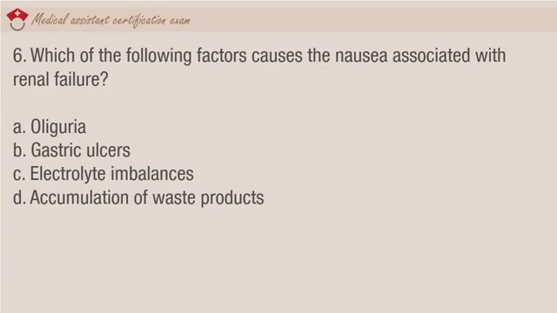Question 6. Which of the following factors causes the nausea associated with renal failure? A. Oliguria. B. Gastric ulcers. C. Electrolyte imbalances. D. Accumulation of waste products.